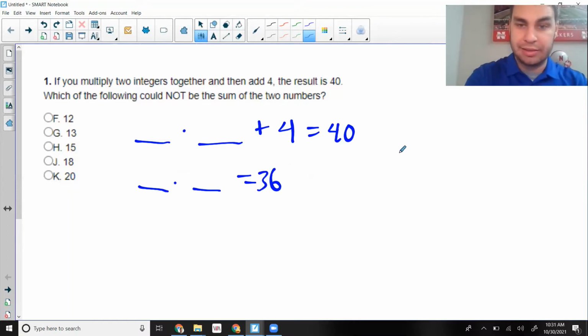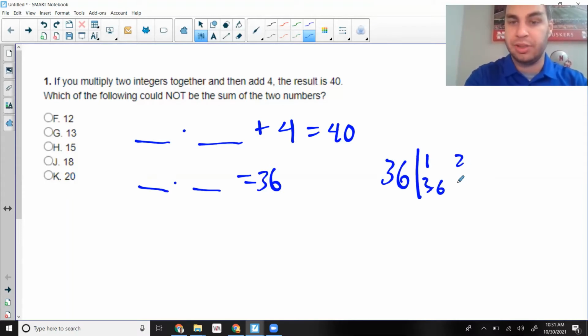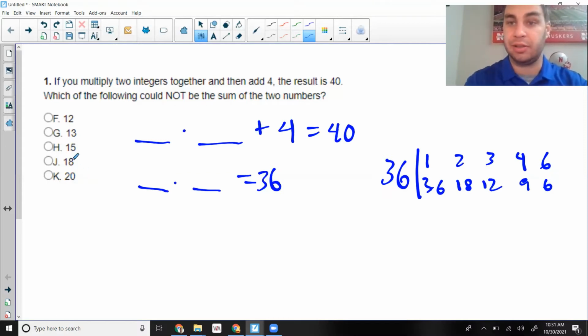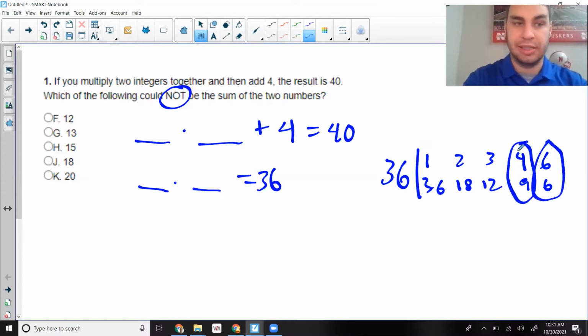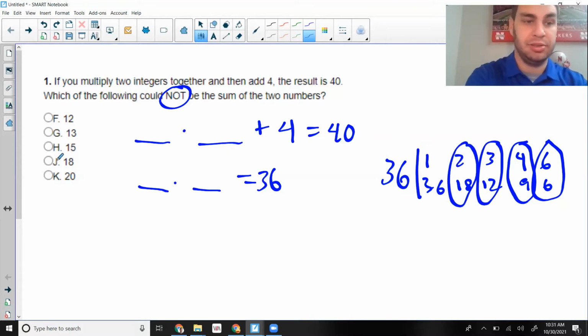All right. So basically what I need to do is find factors of 36: 1 and 36, 2 and 18, 3 and 12, 4 and 9, and then 6 and 6. And if I add any of those pairs together, if I'm able to get my answers over here, that's going to work. But remember, we're looking for the one that does not work. So I can get 12 by adding 6 plus 6. 13, letter G, is going to be 4 plus 9. 15 is 3 plus 12. 18, though, I can't get. I don't think there's any possible way for me to get 18, but there is 20, letter K. I can take 18 plus 2. So the only one that does not work here is letter J.